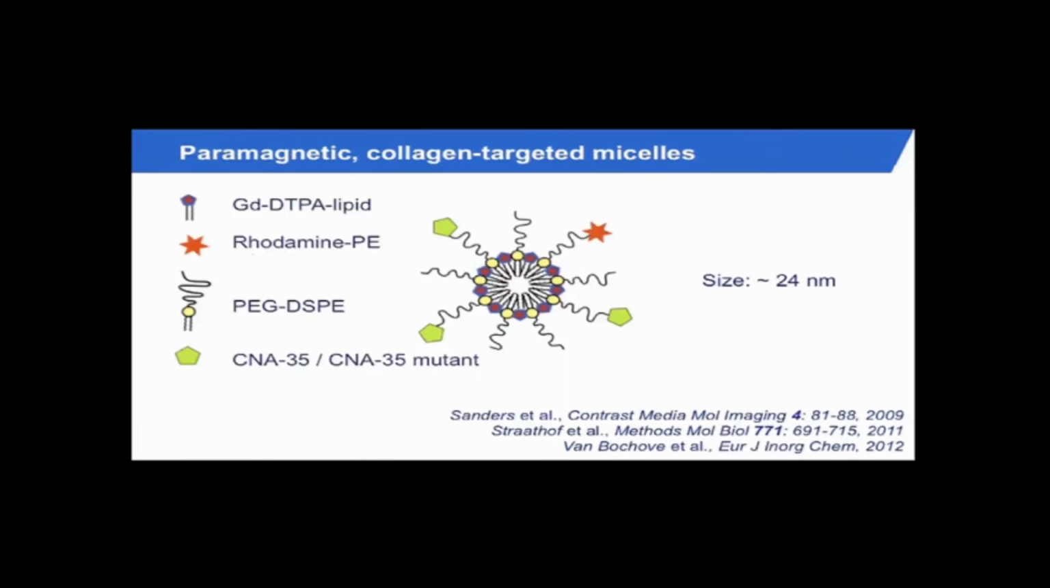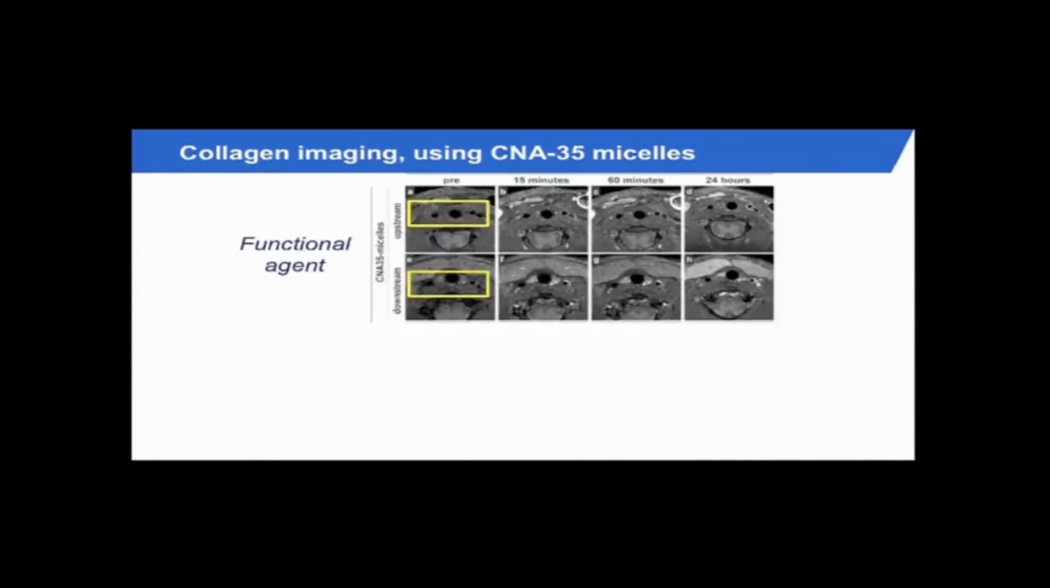And then we probe for collagen distribution using this micellar contrast agent, so it's a nanoparticle around 25 nanometers in size, that we equip with a collagen-seeking protein, CNA35, using a mutant protein as a non-functional control. And then this is the data.